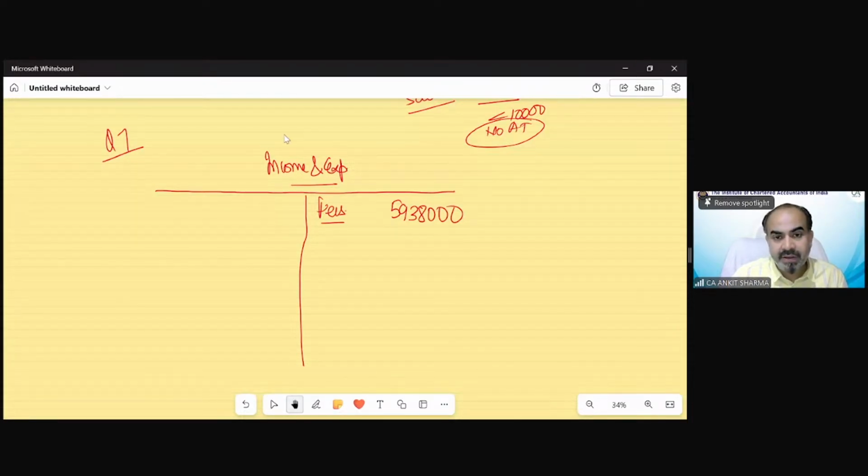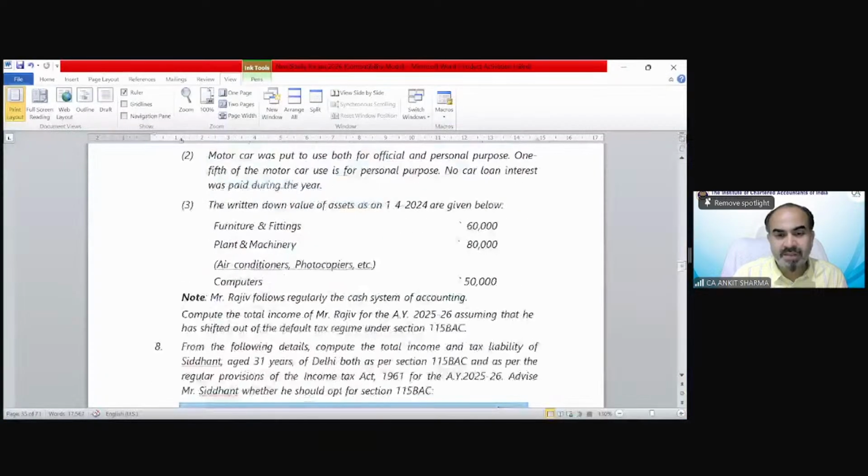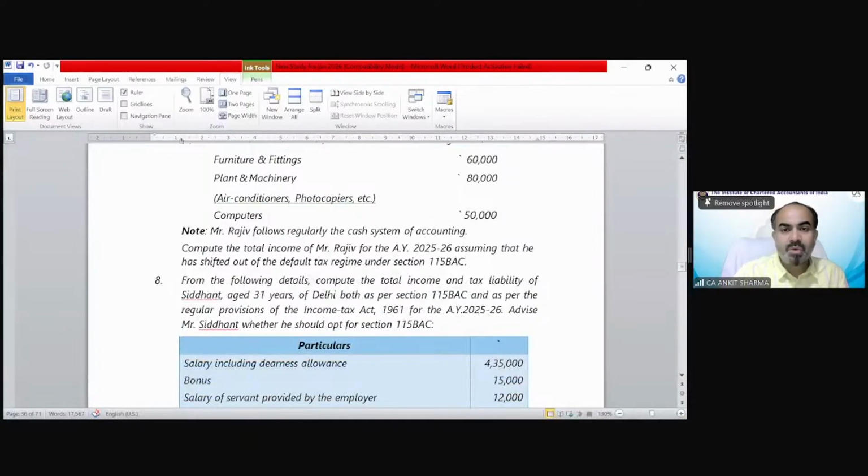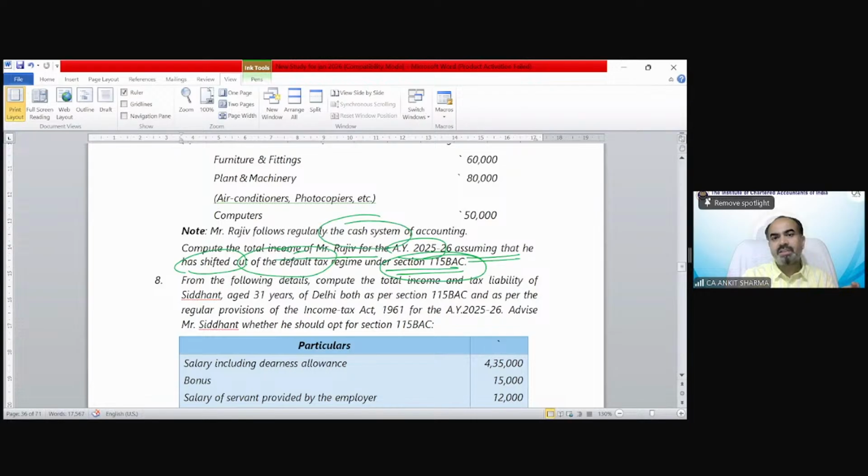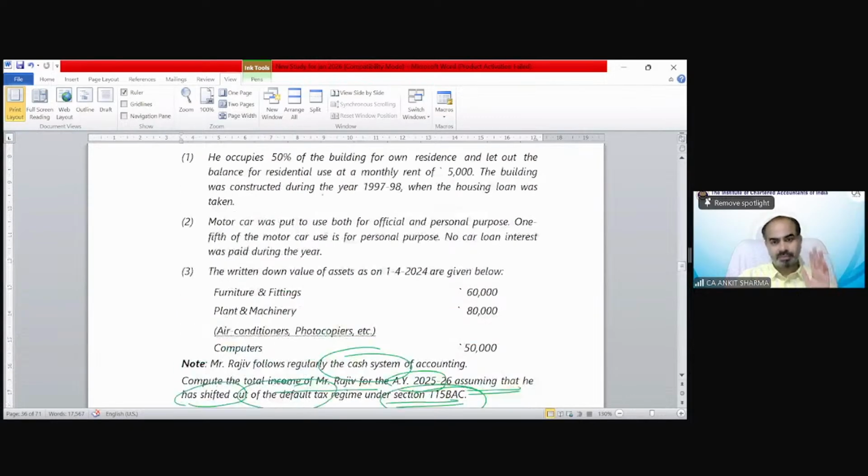I didn't read it yet. So the question requirement is: compute the total income of Mr. Rajiv for assessment year 25-26, assuming that he has shifted out of the default tax regime under section 115BAC. So we have to calculate only total income. And he is, of course, following the cash system of accounting. That's why he is under the receipt and payment method. So we just need to calculate the total income under the optional tax regime.